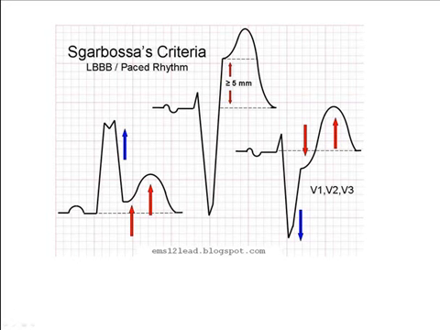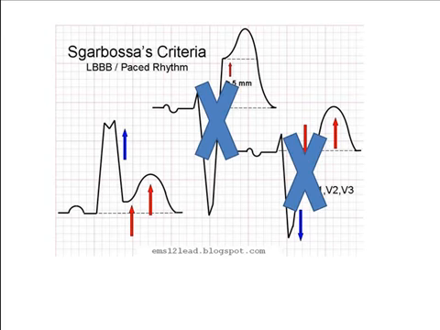Here there are 3 different complexes. The one on the left illustrates concordant complexes. Both of these complexes are above the isoelectric line. The other 2 have lesser reliability and will not be taught.